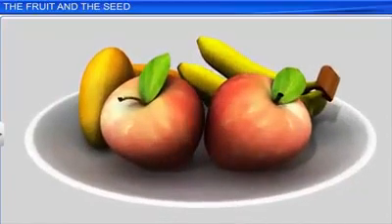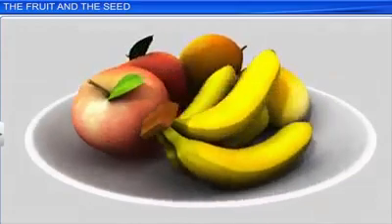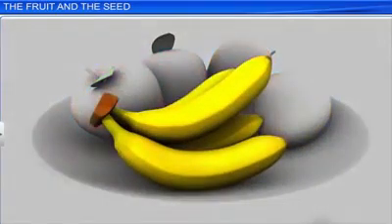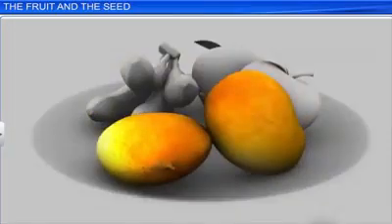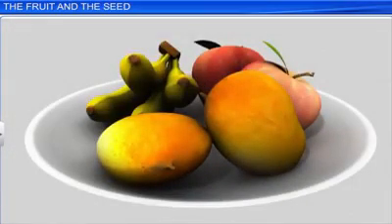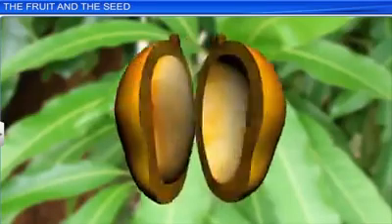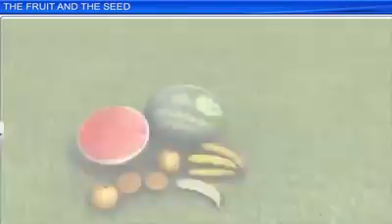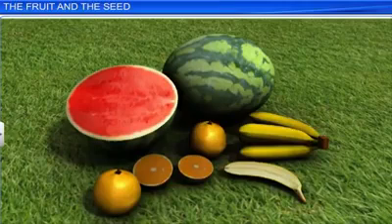The word fruit makes one think of an apple, banana, or a mango. However, in biology, the term fruit has a much broader meaning. It is a fertilized ovary with seeds. However, certain fruits are formed without fertilization of the ovary and are therefore seedless.